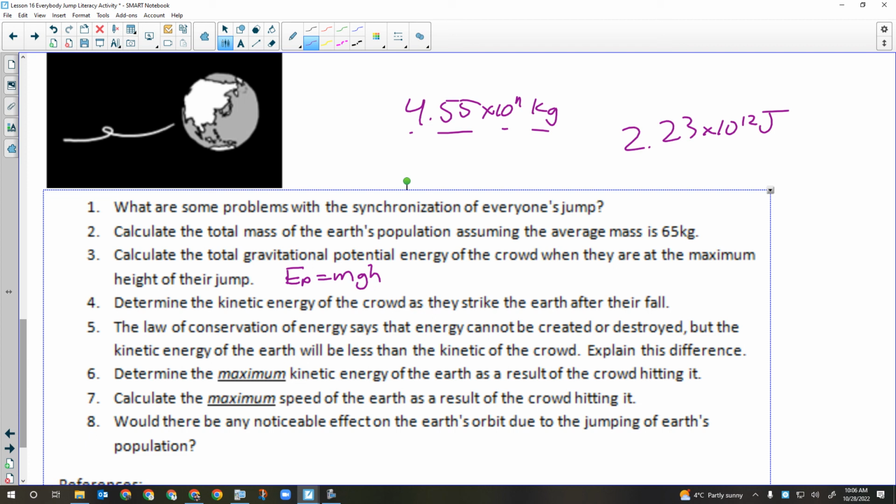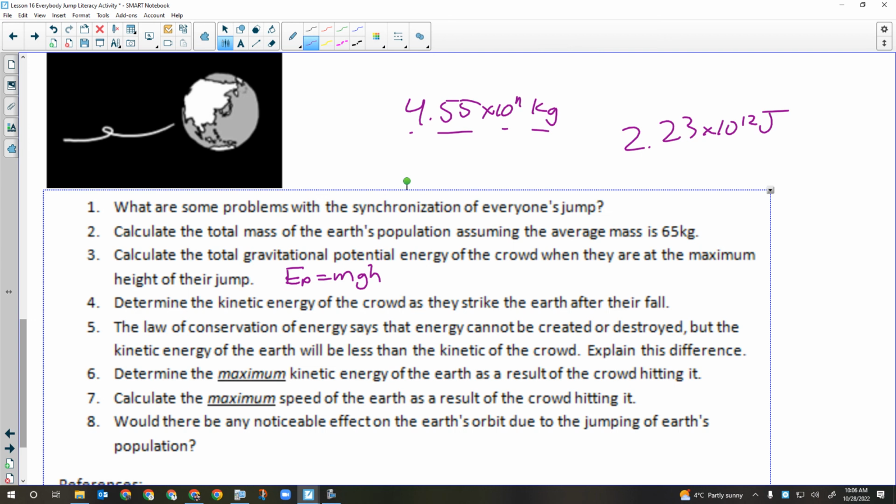Explain this difference. When everybody lands on the ground, the earth's not perfectly rigid. So what does some of that energy do? Yeah, it bends the crust, people leave footprints, divots or whatever. The sound, right, we said it would make a big sound, and sound's a form of energy, so that represents some of that energy not doing work on the earth. But we'll just say for sake of simplicity, it was all conserved and it all did work on the earth.